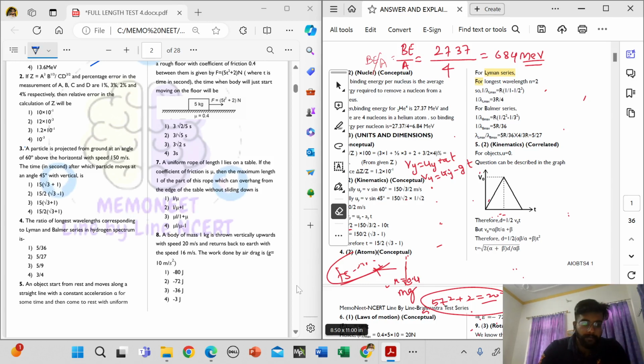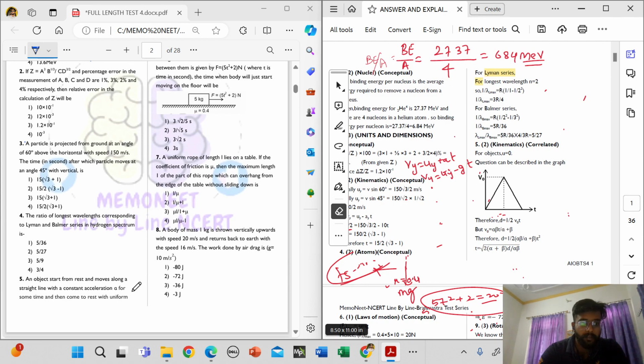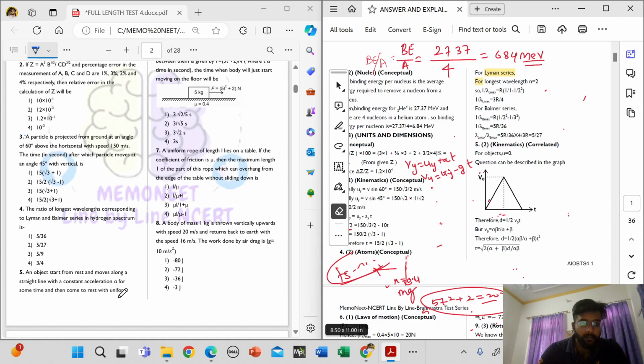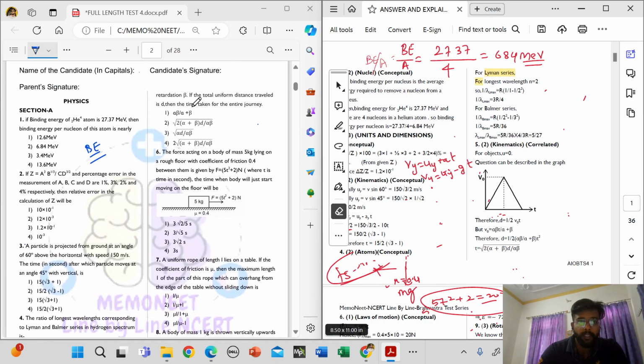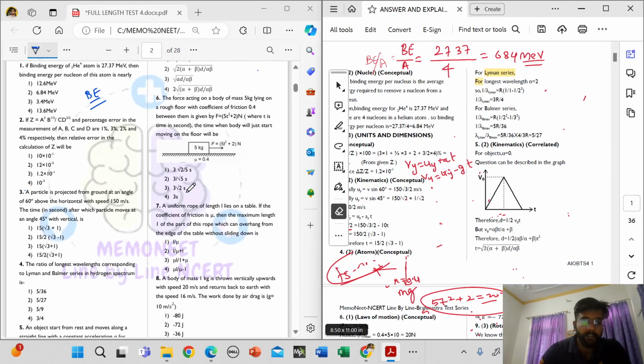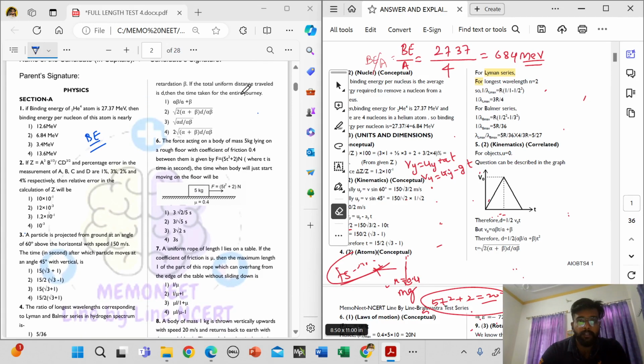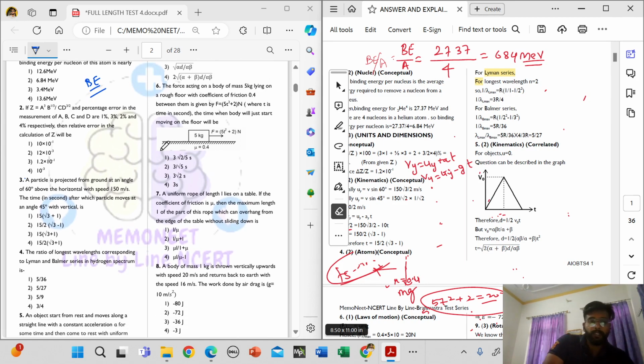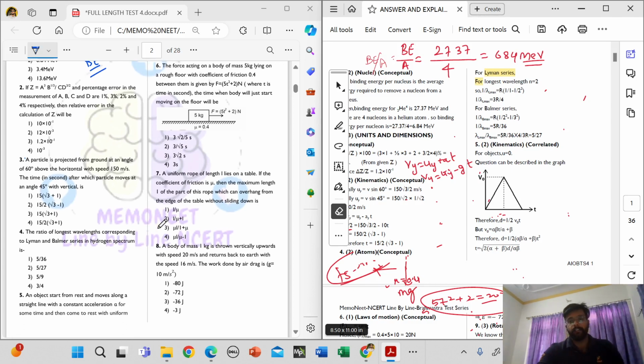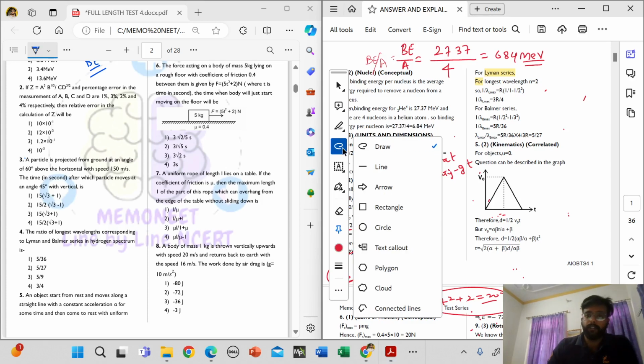Next question: an object starts from rest and moves along a straight line with constant acceleration alpha for some time and comes to rest with uniform retardation beta. Alpha is given as the acceleration, beta as the retardation. If the total distance traveled is d, then find the time taken for the entire journey. We have an object that starts from rest. We'll solve it graphically. See the solution here.